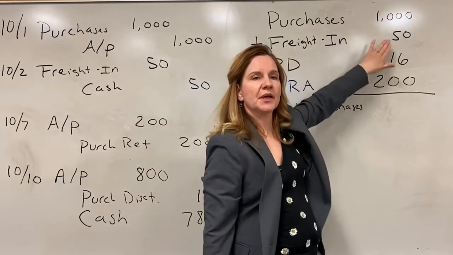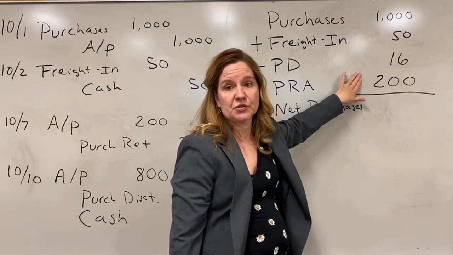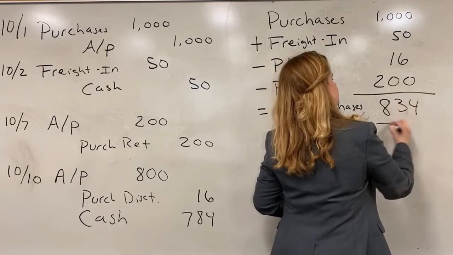So it's the 1,000 plus the 50, and then we are subtracting the 16 and the 200, and that gets us to net purchases of $834.